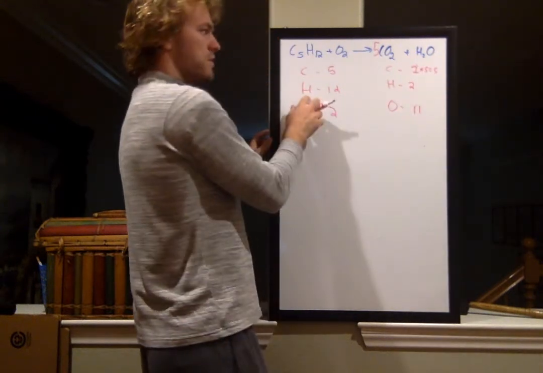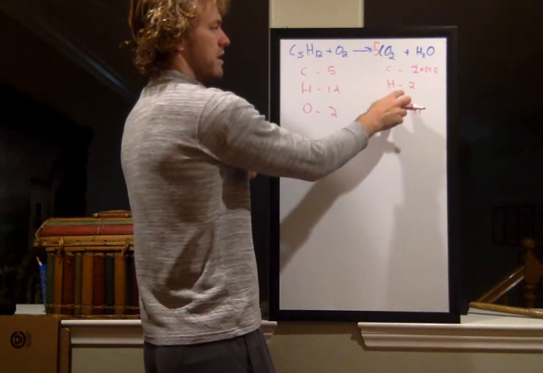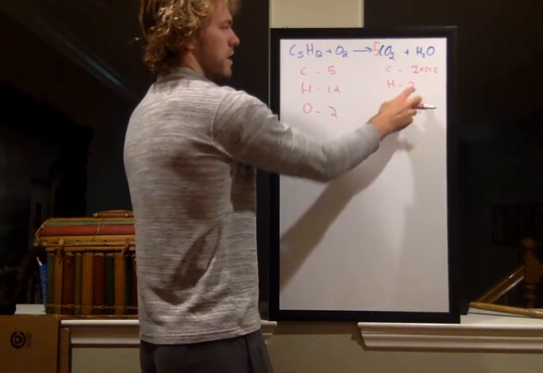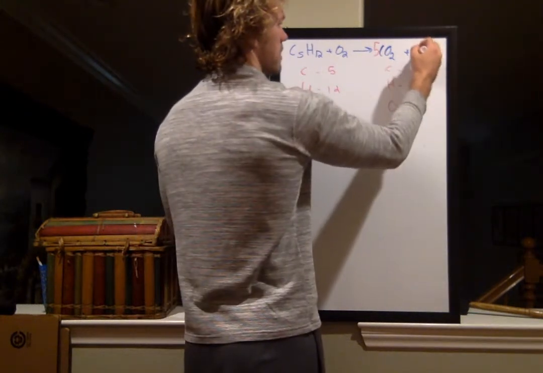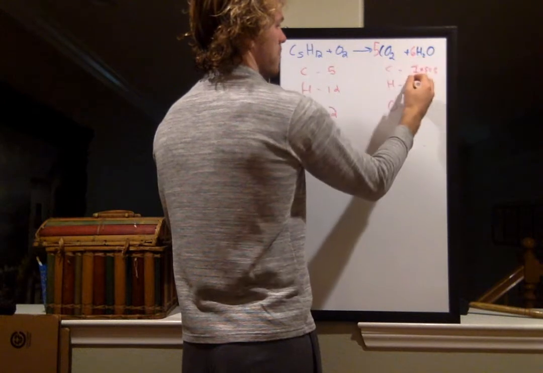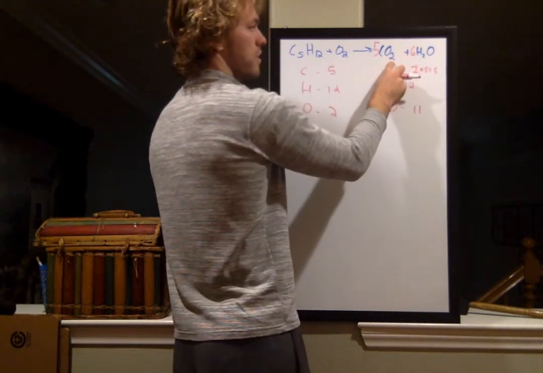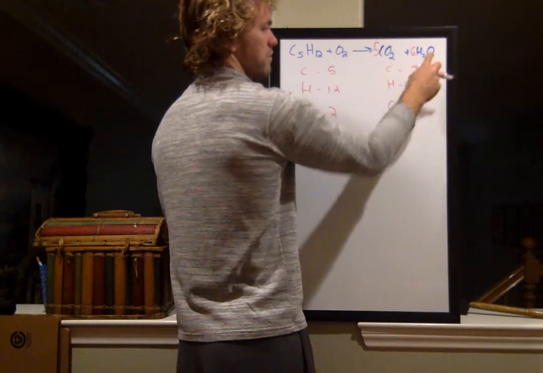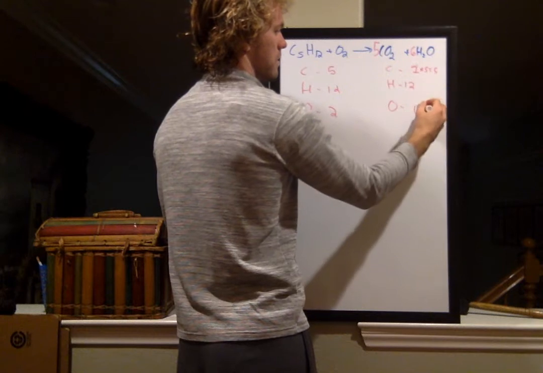Now let's do hydrogens. We have 12 on the left and 2 on the right. So let's multiply the hydrogens by 6, a 6 over here, and we get 12 hydrogens. But now we have the 10 oxygens from the carbon dioxide and an additional 6 from the coefficient 6 in front of water. So that makes it 16.